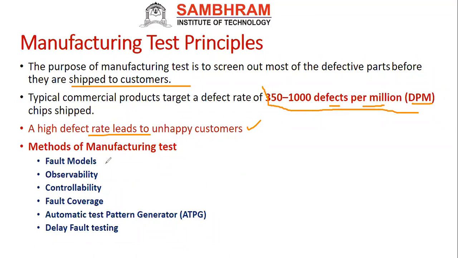Here the methods are: the first one is fault model. The second one is observability. Third, controllability. Fourth, fault coverage. Then the automatic test pattern generator, shortly we'll call it ATPG. And the final one is delay fault testing. So these are the methods for testing at the manufacturer level.